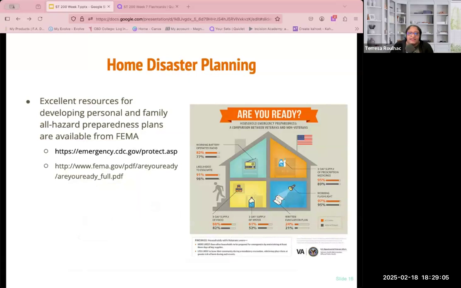We look at FEMA and the CDC. They offer excellent resources for creating all hazard preparedness plans for individuals and families. The guides help people prepare for a wide range of emergencies, from natural disasters to pandemics, making sure that they have the knowledge and the tools just to protect themselves and their loved ones.